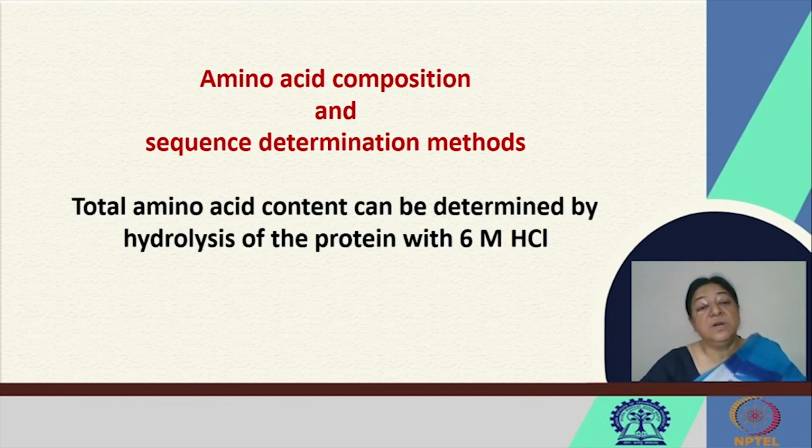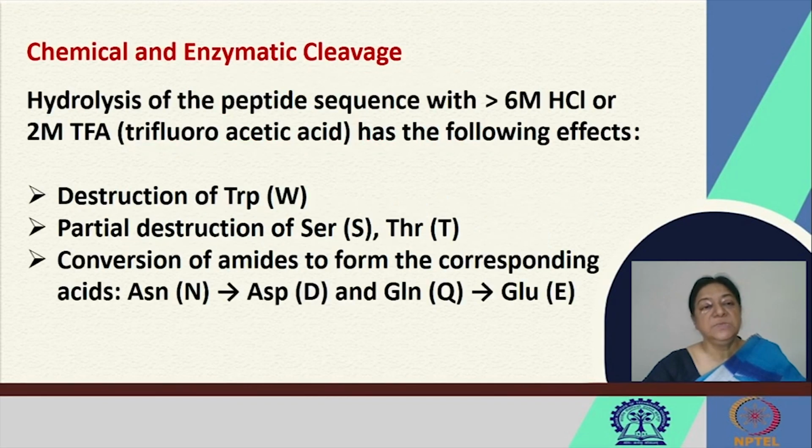So if we want to determine the total amino acid content, this can be done by complete hydrolysis of the protein and identification of the specific amino acid residues present. If we want to look now at methods of chemical and enzymatic cleavage, we can do this by hydrolysis of the peptide sequence with greater than 6 molar HCl or greater than 2 molar TFA, trifluoroacetic acid, and we have the following effects associated with this, which we also have to be aware of.